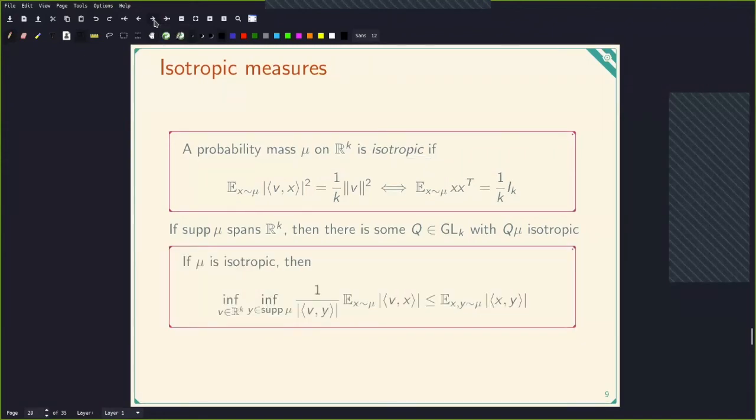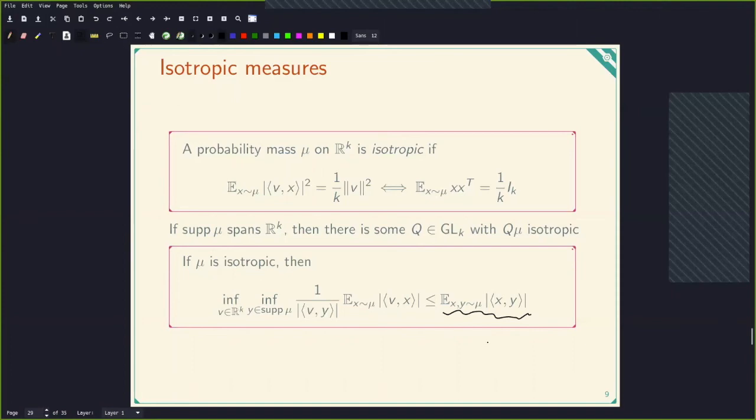And if mu is isotropic, then this quantity we care about, we can actually get an upper bound. And this is doing exactly what I said by instead of trying to select v and y, just average over all possible v and y. And we'll find out that the quantity that we care about is at most what looks a lot more nice to me, a certain first moment of an isotropic measure. Namely, independently select x and y from your measure and look at the absolute value of the inner product.